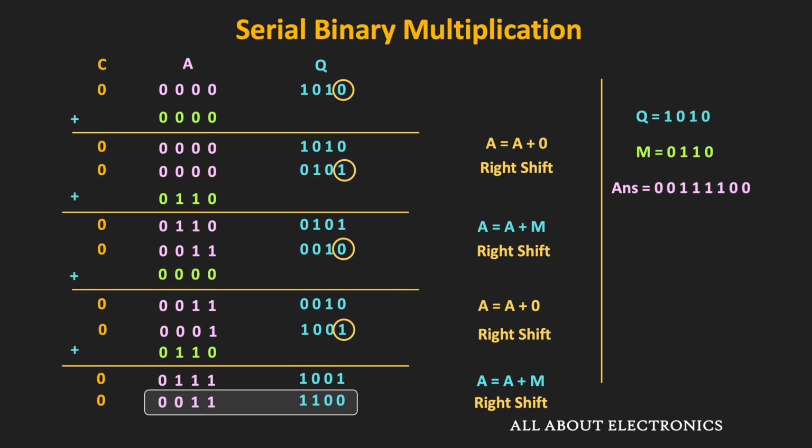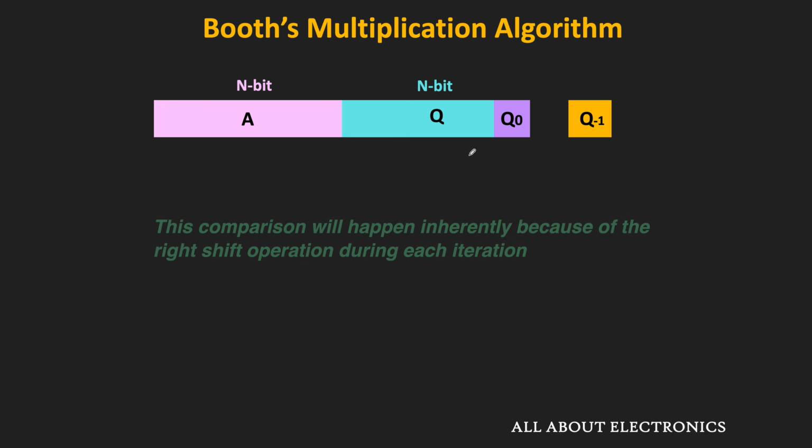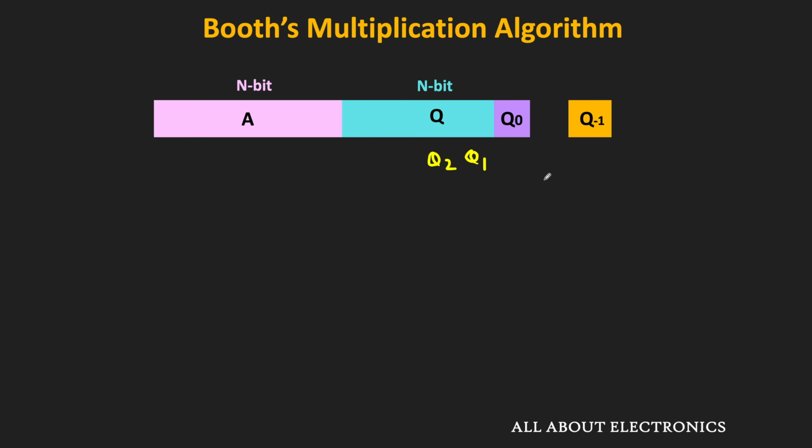But in Booth's algorithm, instead of comparing a single bit, we compare two bits at a time, that is q0 and q minus 1. First we compare these two bits, and then in the next iteration, we compare q0 with q1. Later on, we compare q1 with q2. Based on these two bits, we perform either an add, subtract or shift operation.